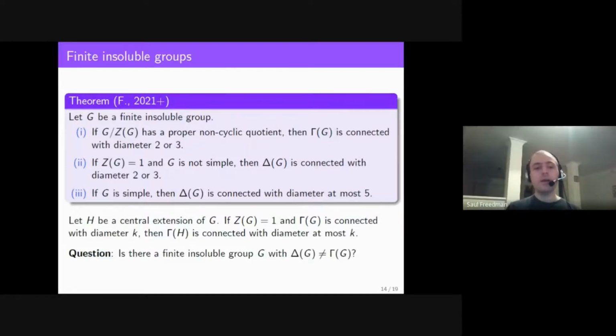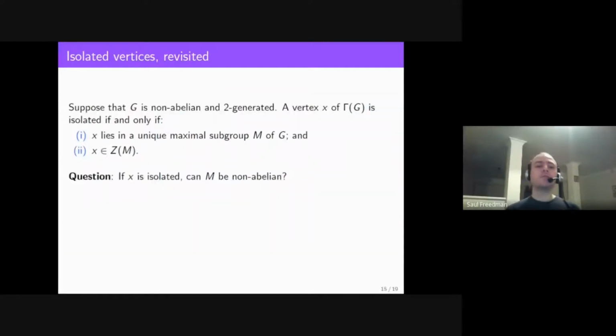Yeah, so the question is, if X is isolated, can this Maxwell subgroup M be non-abelian? Again, I don't know the answer to this question, but an important fact here is that no finite insoluble group contains an abelian Maxwell subgroup. So if the answer to this question is no, at least in the finite case, then that means that no finite insoluble group has a graph with an isolated vertex.